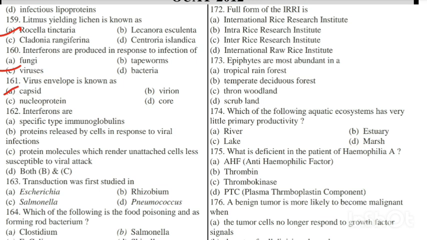Next question is interferons are proteins released by the cell in response to viral attack. Protein molecules which render unattacked cells less susceptible to viral attack. So both B and C are correct.